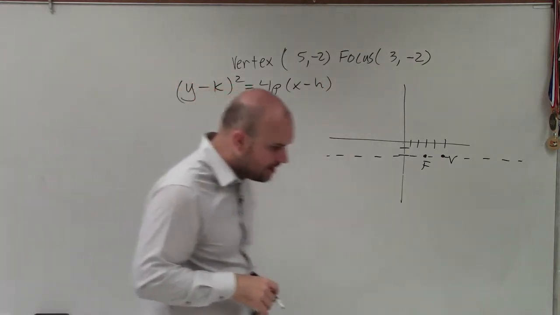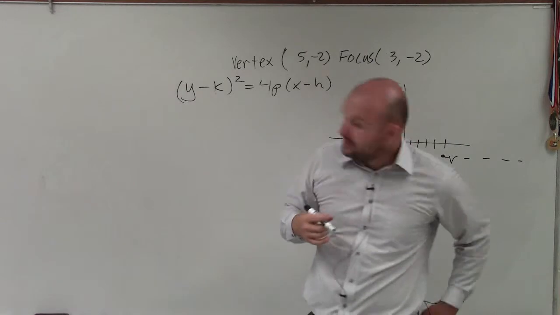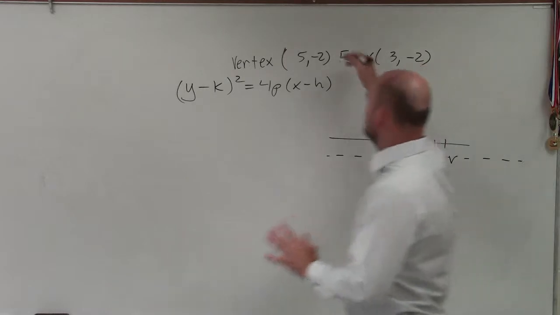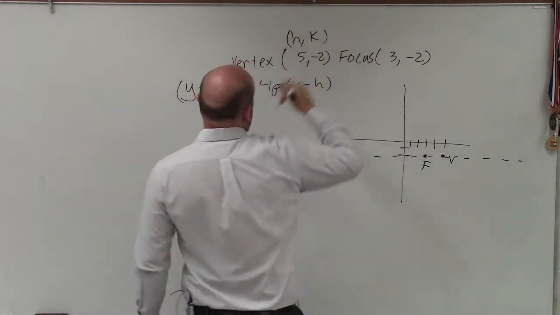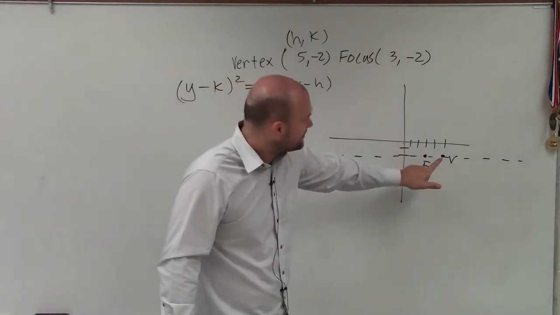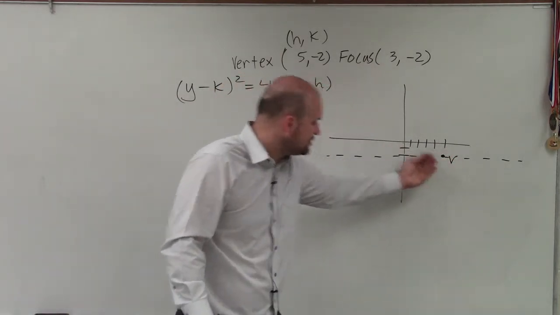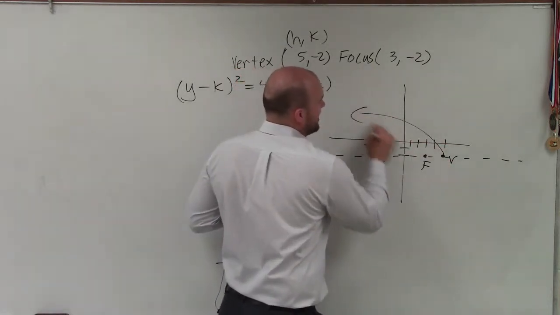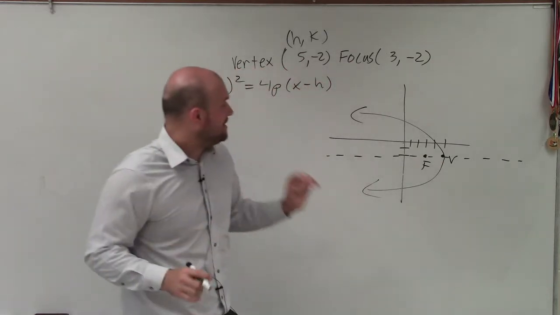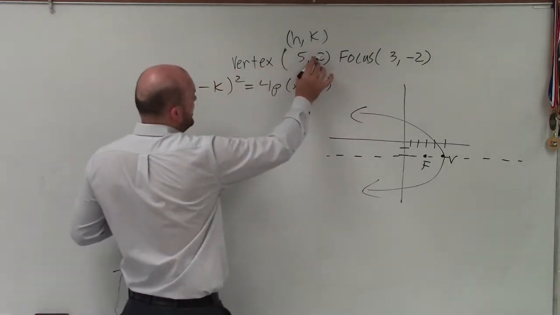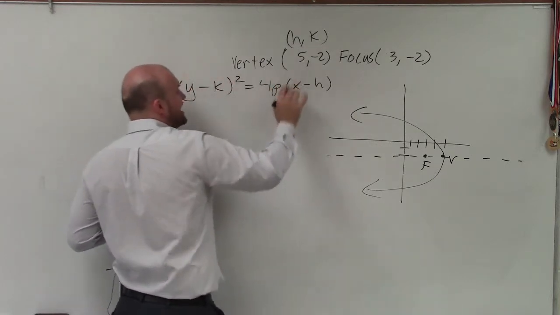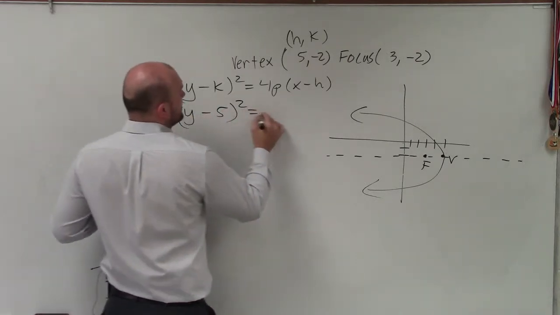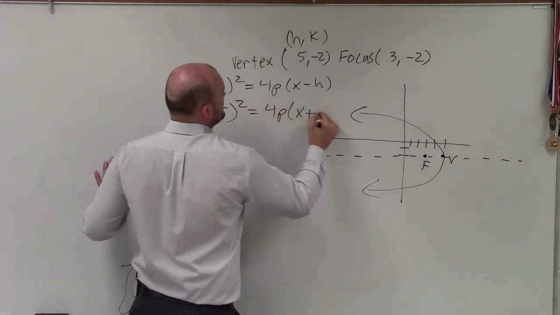Now, since we have our vertex, remember, our vertex is in the form of h comma k. We don't really care about the focus here. We know the graph would open that way, right? But the last thing we need to know is that our vertex is h, k, and remember, it's y opposite of k, x opposite of h. So basically, this is y minus 5 squared equals 4p times x plus 2.